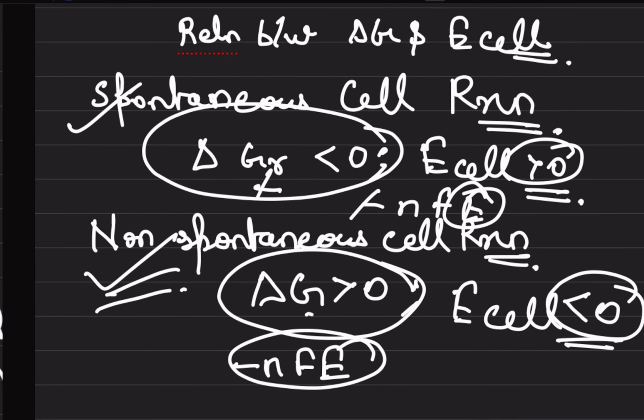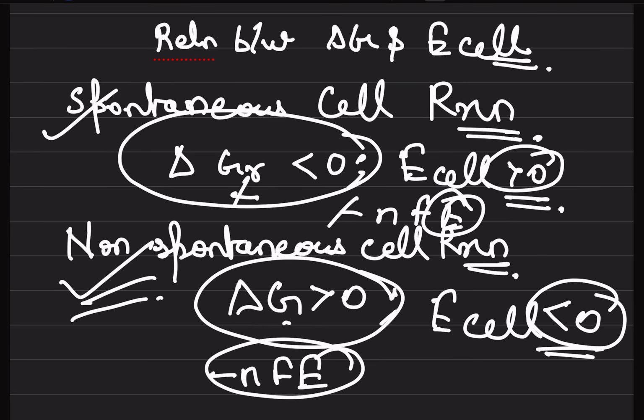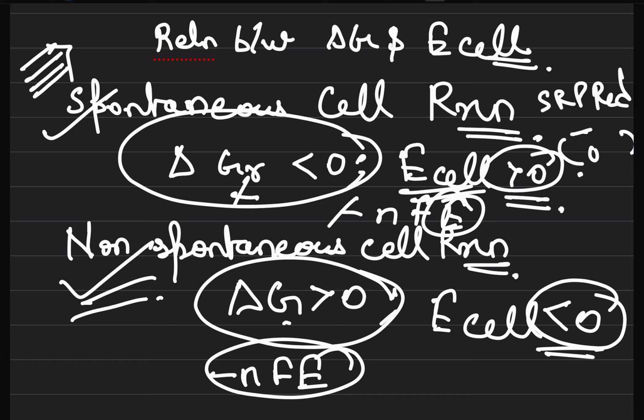Now the relation between delta G and E cell. For a spontaneous cell reaction, E naught cell is positive and it favors the formation of the product. For a spontaneous cell reaction, E cell is positive, since the standard reduction potential of the substance which is being reduced is greater than that of the substance which is being oxidized. So E cell is this minus this, which is positive, and delta G is equal to minus nFE. So E cell is positive, so delta G will be negative.